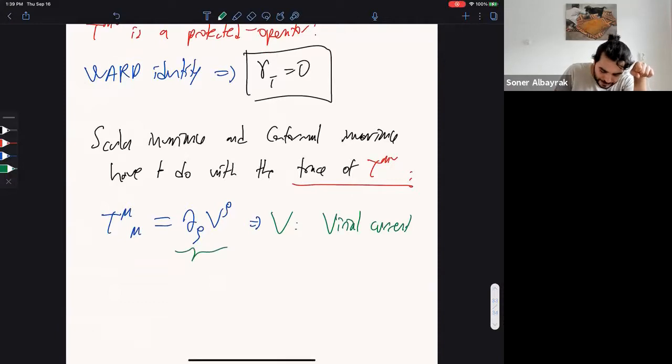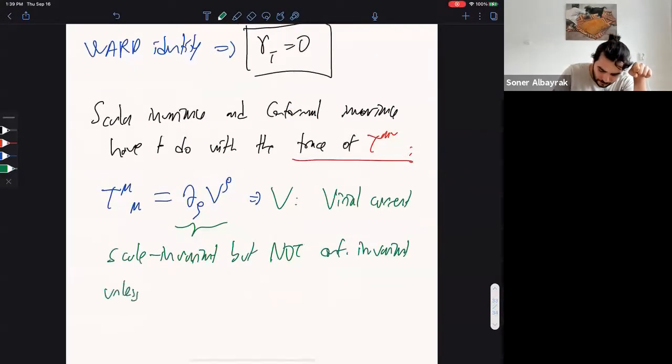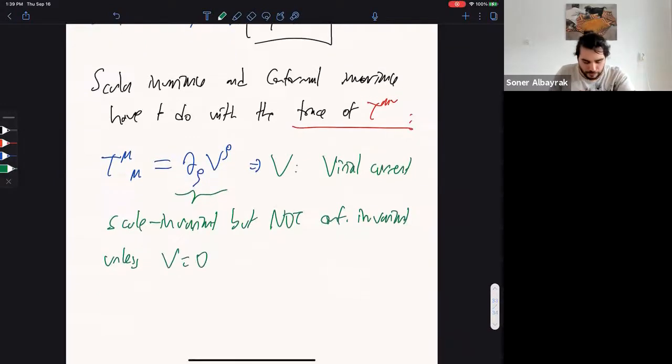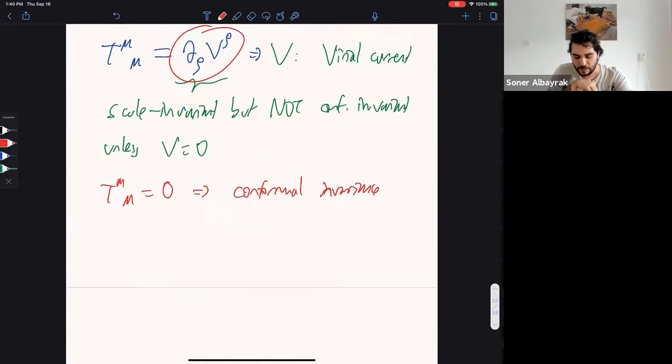Now, if it has this form, then we say the theory is scale invariant, but not conformally invariant unless V is equal to 0. So in other words, if the trace of the stress tensor is 0, then we get the full conformal invariance. But if it is a full divergence, then we get scale invariance, but not conformal invariance.